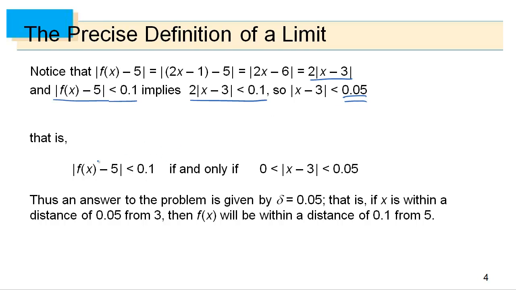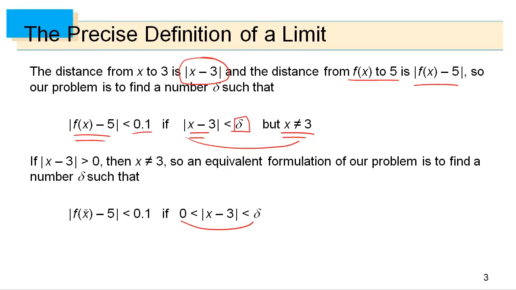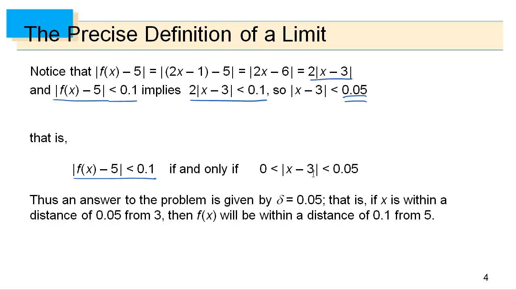And so before, this hasn't changed. We'll go up and remind ourselves, right? That's still what it said. If the difference of this is less than 0.1, we want to find this delta. This is the Greek letter delta, such that the absolute value of x minus 3 is less than that. Well, we just figured out that the absolute value of x minus 3 has to be less than 0.05, so just set delta to be 0.05, and then that means that the function will be within 0.1 of 5.